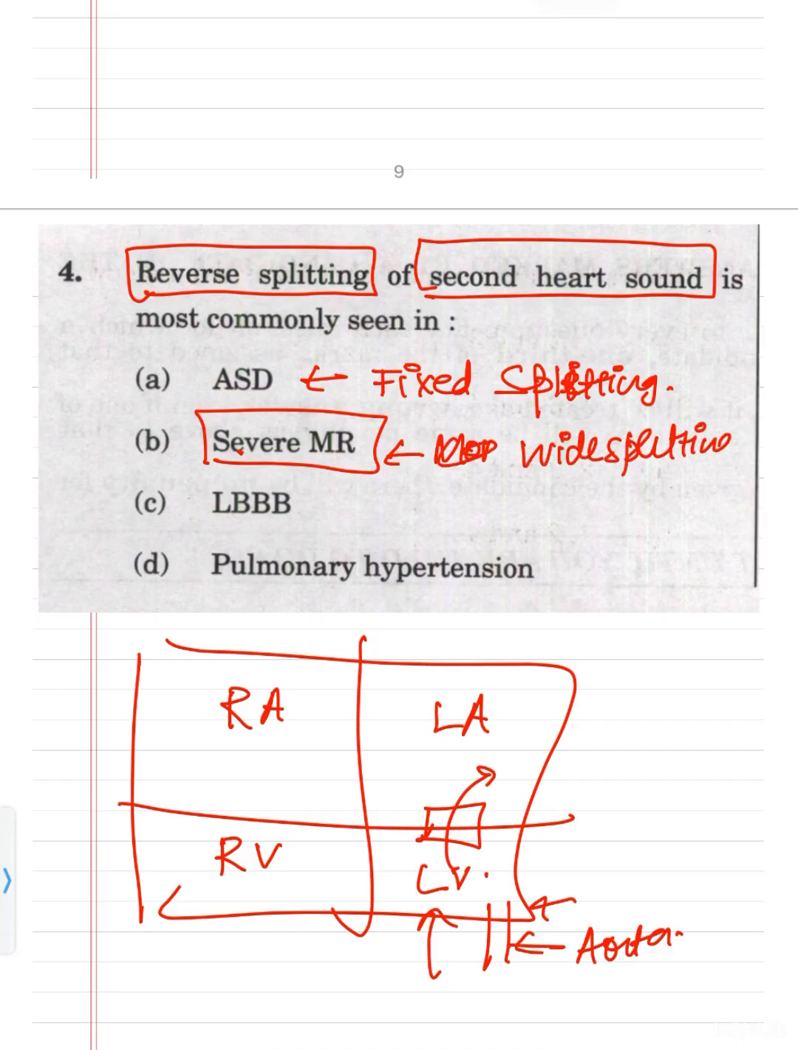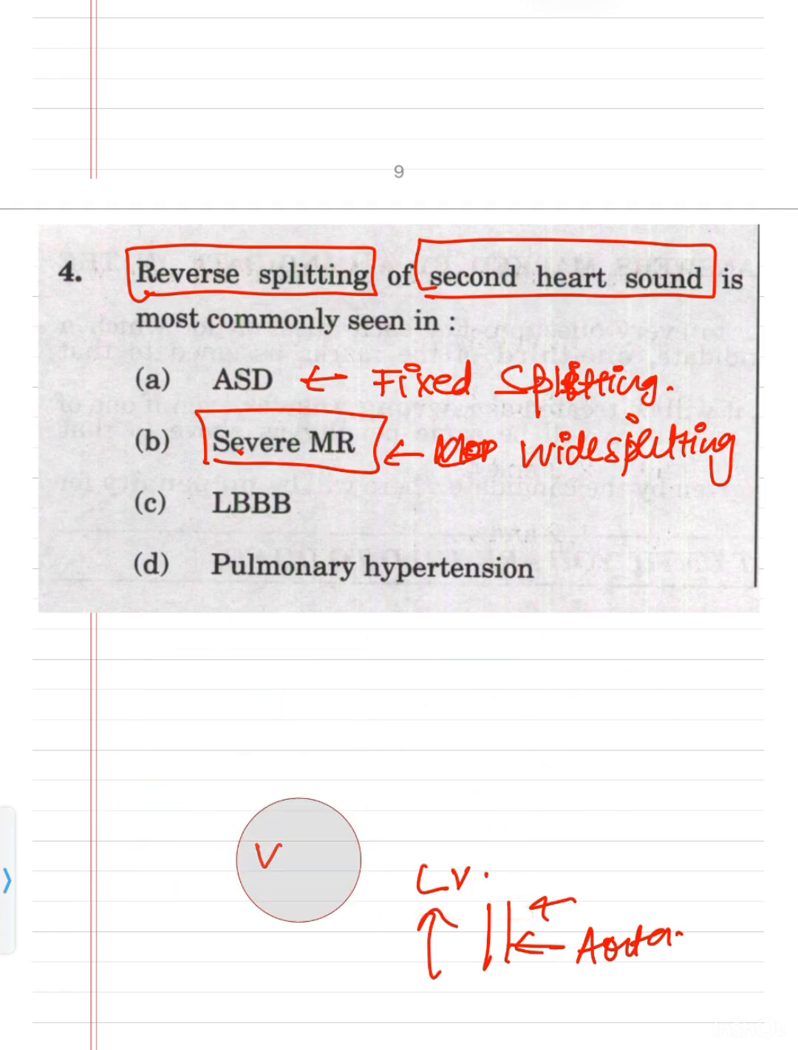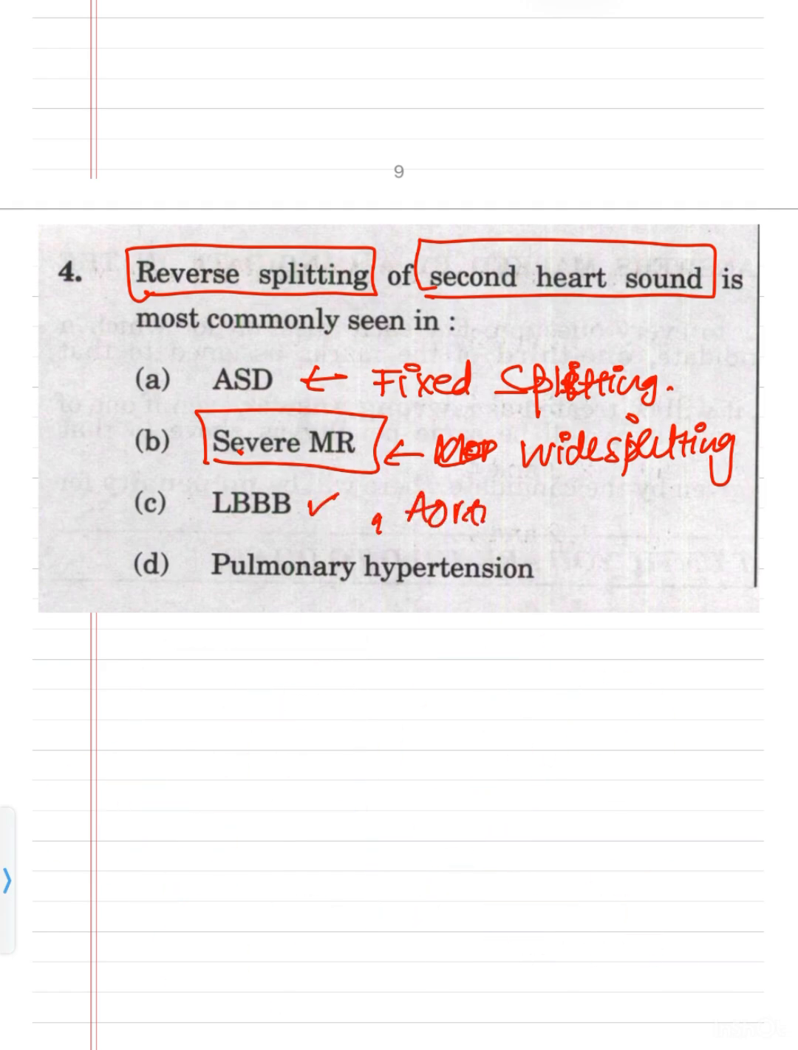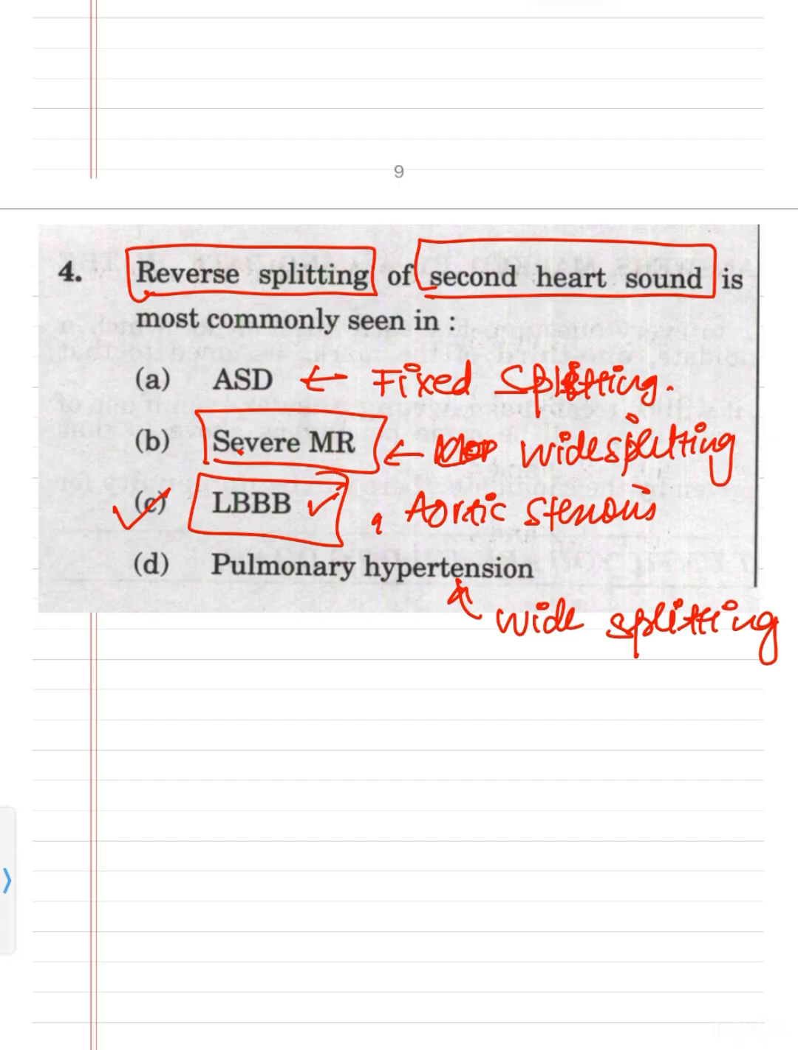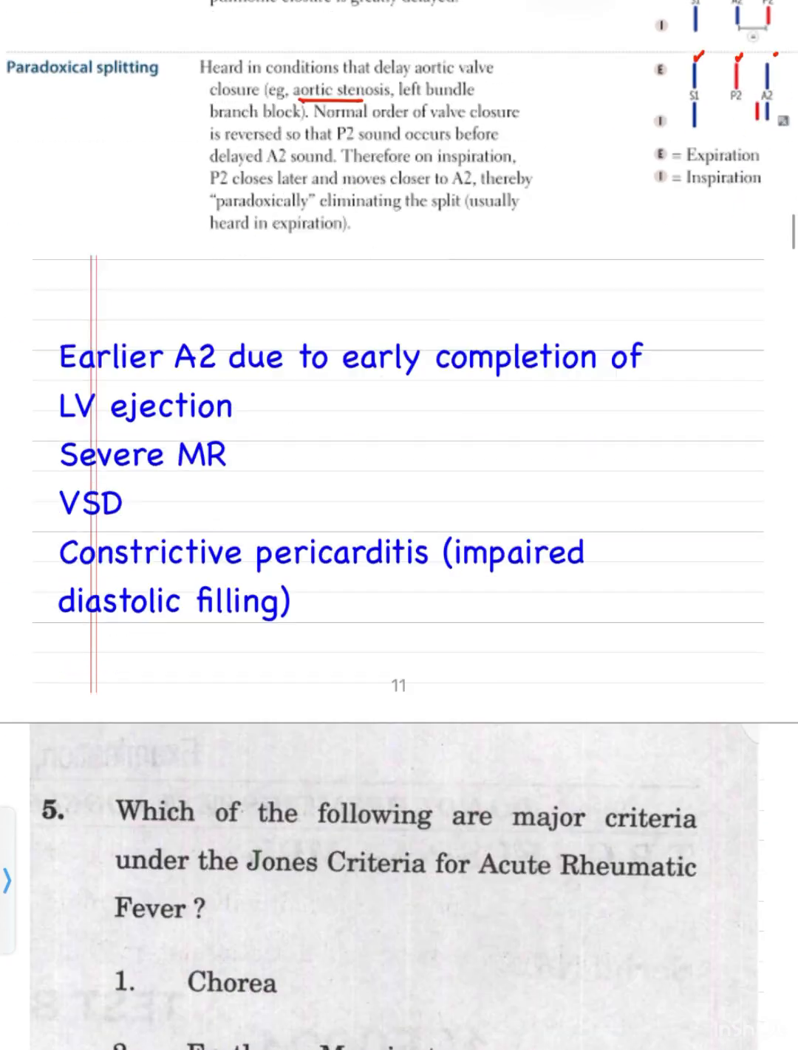So this is not the condition. Left bundle branch block, yes, we have seen that it is left bundle branch block and aortic stenosis in which it will occur. In pulmonary hypertension, the lungs provide more resistance for the blood to come out, so there will be more widening. So there will be wide splitting, as the pulmonary valve will close later. So the answer will be left bundle branch block.